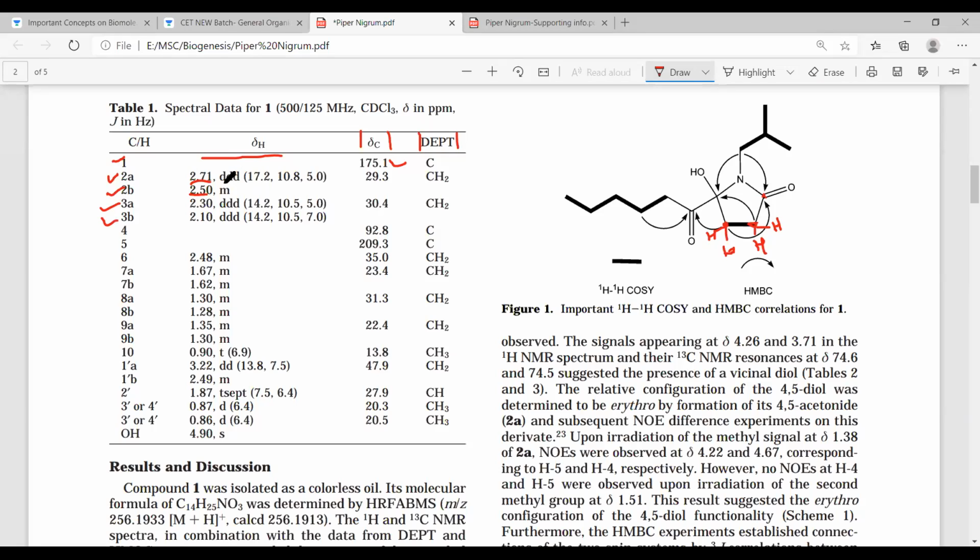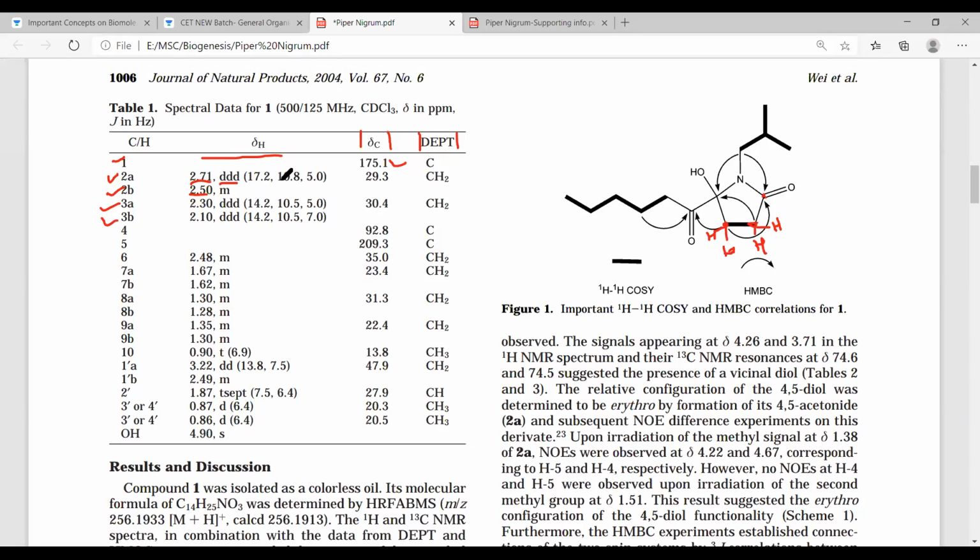And what is this DDT? Who will explain the DDT? Doublet of doublet of doublet. Yes, doublet of doublet of doublet. And this M belongs to multiplet. Multiplet. Yes. And what are these values? 17, 10 and 5. Coupling constant, with J. These are the 3 coupling constants.